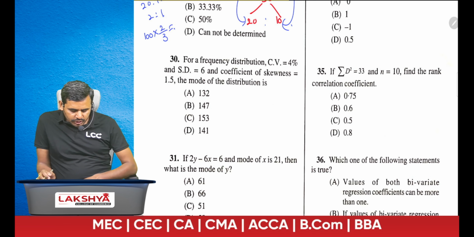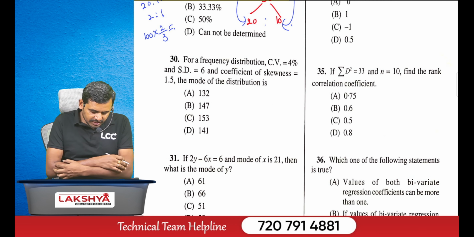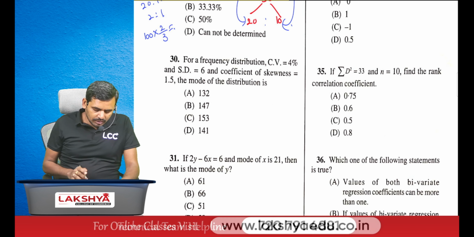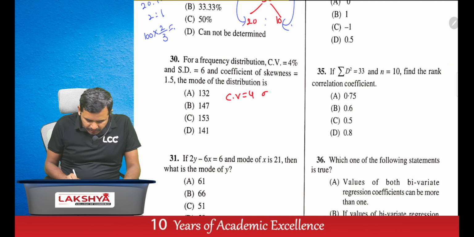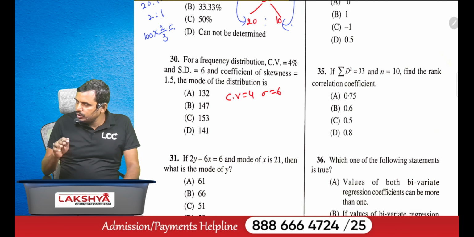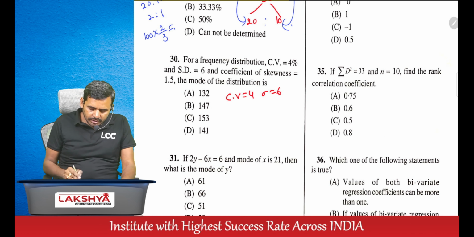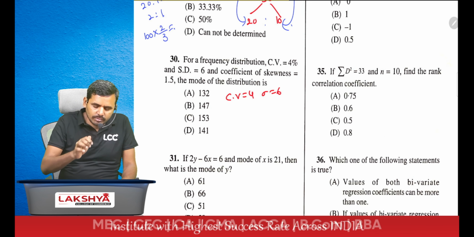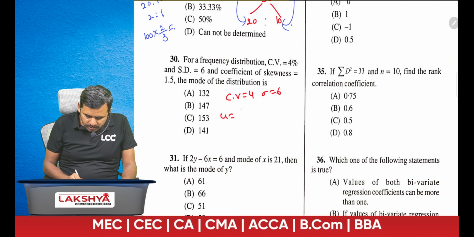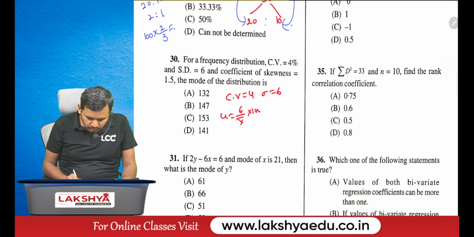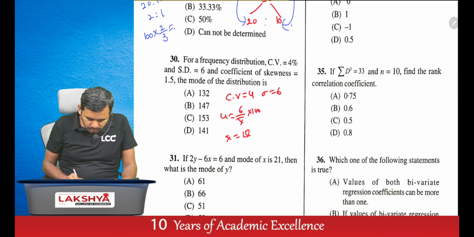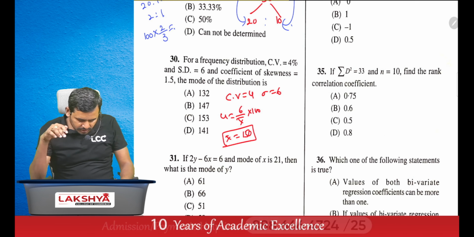For a frequency distribution, CV is 4% and standard deviation is 6. First, using this information, we want to find the arithmetic mean. What is the CV formula? Standard deviation by arithmetic mean, into 100. That is 4 is equal to 6 by x bar, into 100. Therefore, x bar is equal to 150. But they don't ask for x bar.